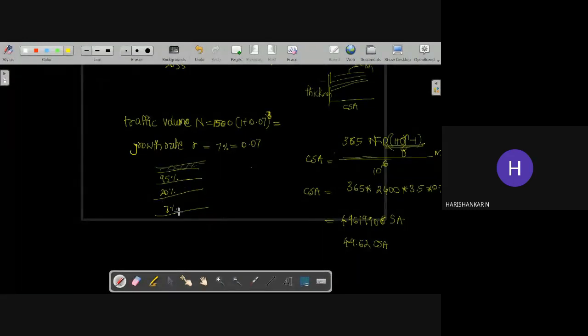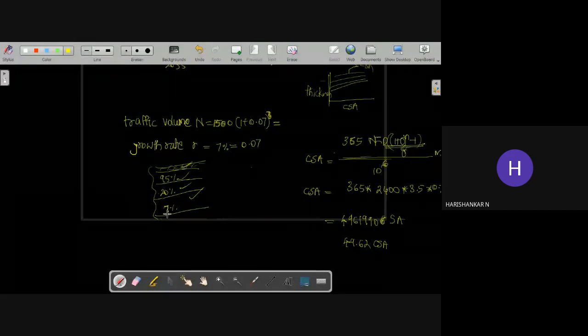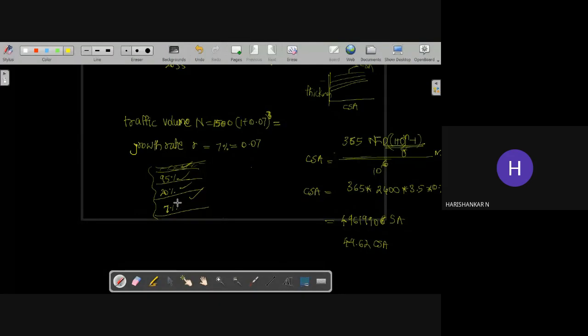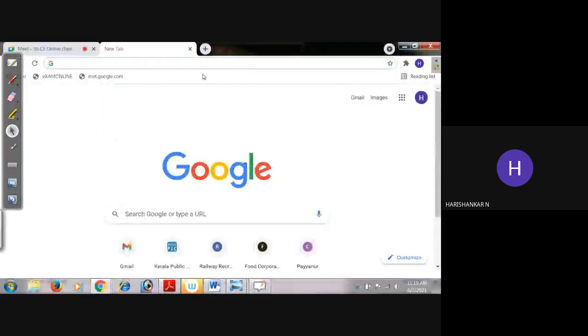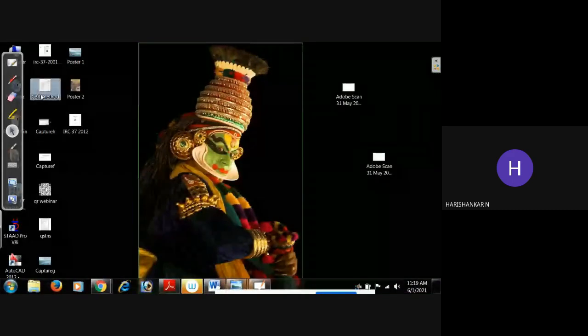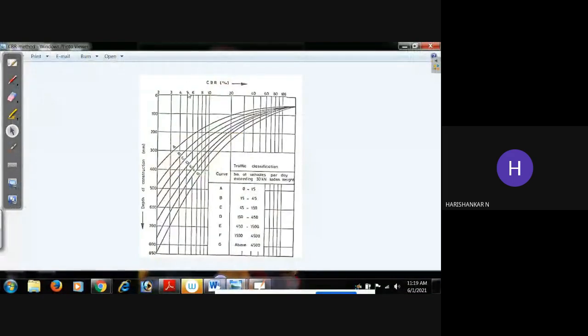Here it is the subgrade, here you have the subbase, here it is the base, and here it is the surface. In this way you will have 4 layers with the corresponding CBR values. First you have to calculate the value based on this 7%. In the design chart, in the CBR method, since the question asks to find it in the CBR method, here you have 7%. 7% means this much.